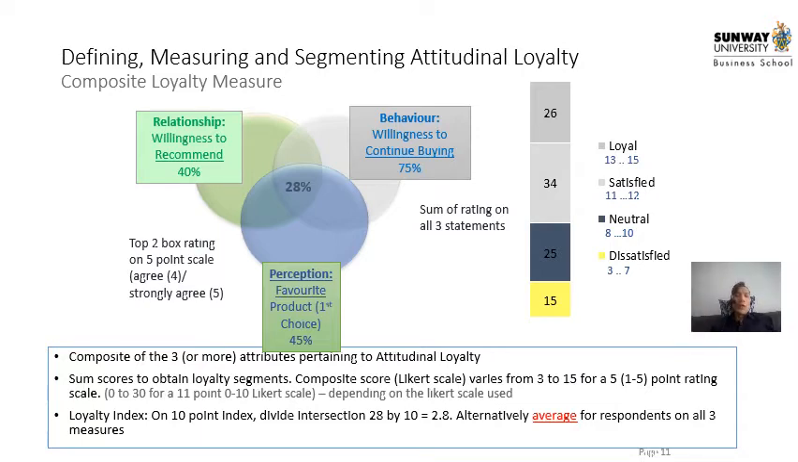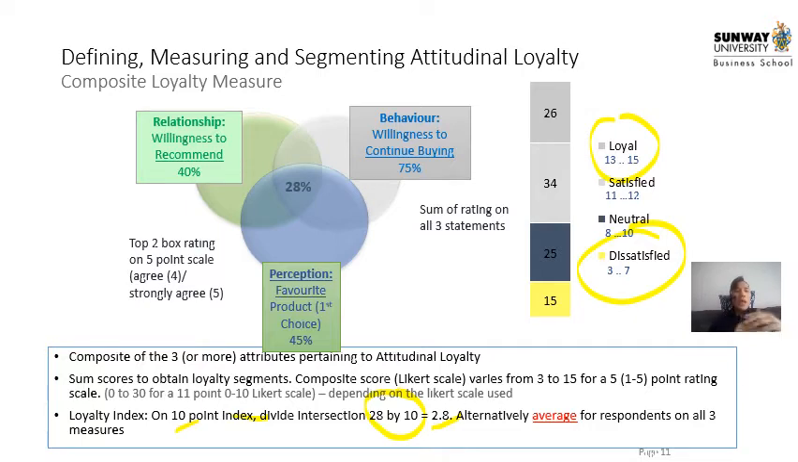So if you want to get loyalty, of course, you want to make sure that you have 13 to 15 in terms of loyal, but try not to move down to dissatisfied, which is 3 to 7. So the loyalty index can be on a 10-point index scale, and if you divide, let's say you have 28 over 10, then the average, of course, will be 2.8, which is the alternate intersection of a loyalty measure, right? Or alternatively, like I said, you can always use the average for the respondents. That means you divide it by 3, right?